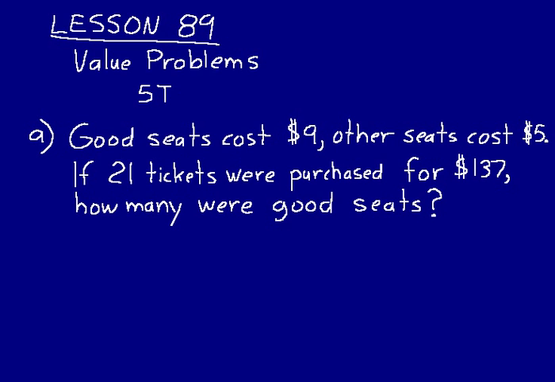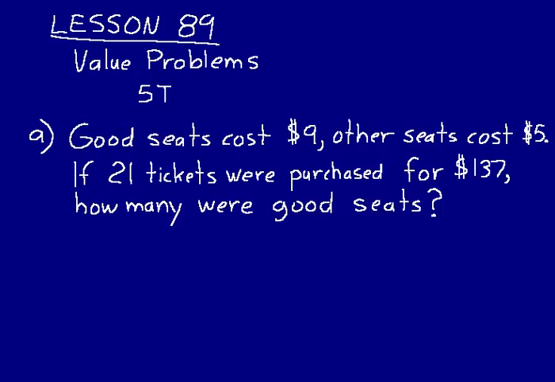Let's go ahead and do a practice problem. Let's just read it through once. Good seats cost $9. Other seats cost $5. If 21 tickets were purchased for $137, how many were good seats? So we want to know how many good seats we had. We don't know how many other seats we had either, but they just want to know one thing here. How many were the good seats?